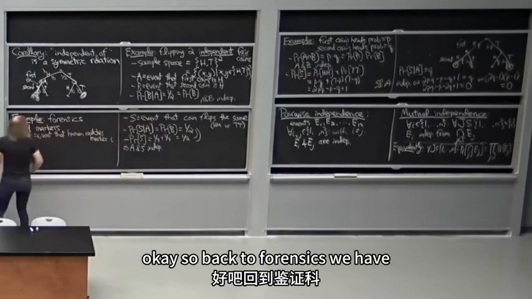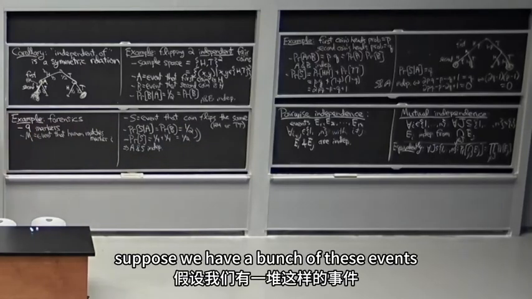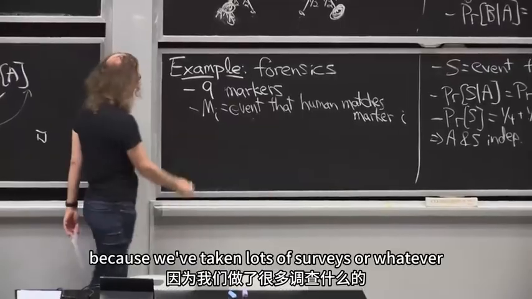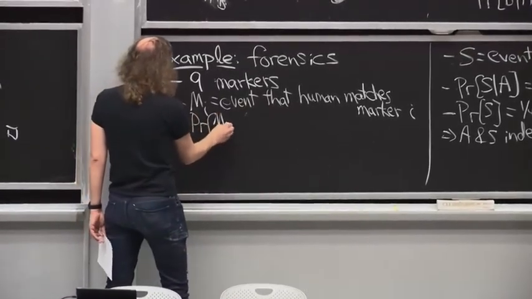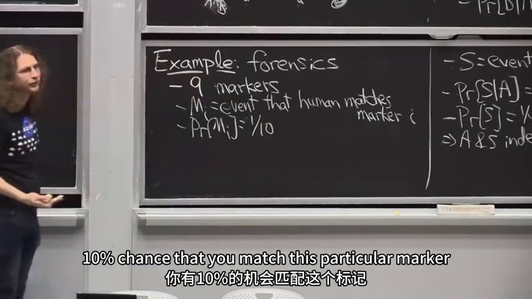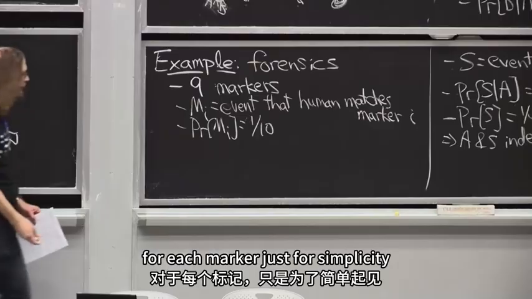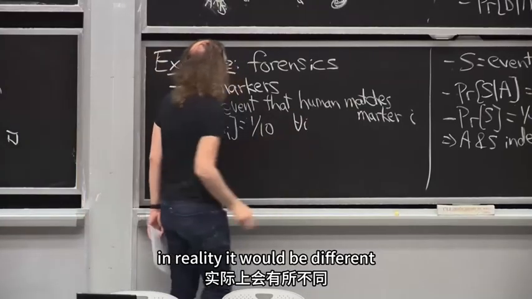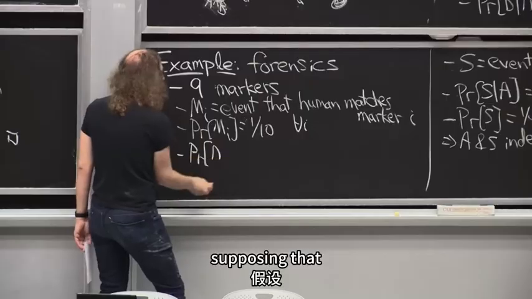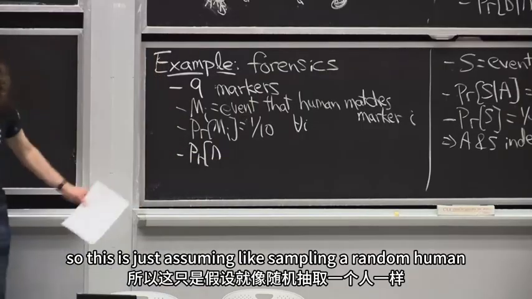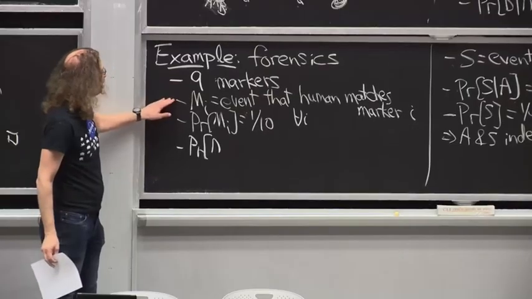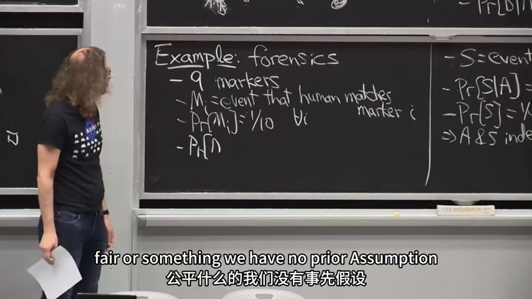Okay, so back to forensics. Suppose we have a bunch of these events, and for each one we know their probability because we have taken lots of surveys or whatever. Let's say the probability of each Mi is equal to 10%. 10% chance that you match this particular marker for each marker, just for simplicity. So let's say it's the same for all of them. In reality, it would be different. So this is just assuming sampling a random human, maybe in the area, I don't know. Let's say all humans, because we're fair or something. We have no prior assumption.